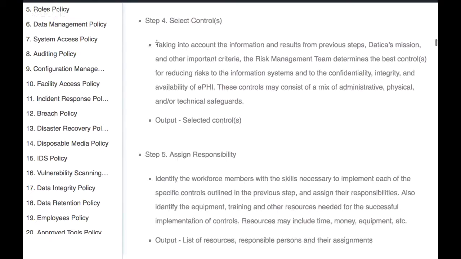Step 4, select controls. Taking into account the information and results from previous steps, Datica's mission and other important criteria, the risk management team determines the best controls for reducing risks to the information systems and to the confidentiality, integrity, and availability of EPHI. These controls may consist of a mix of administrative, physical, and/or technical safeguards. Output is selected controls.